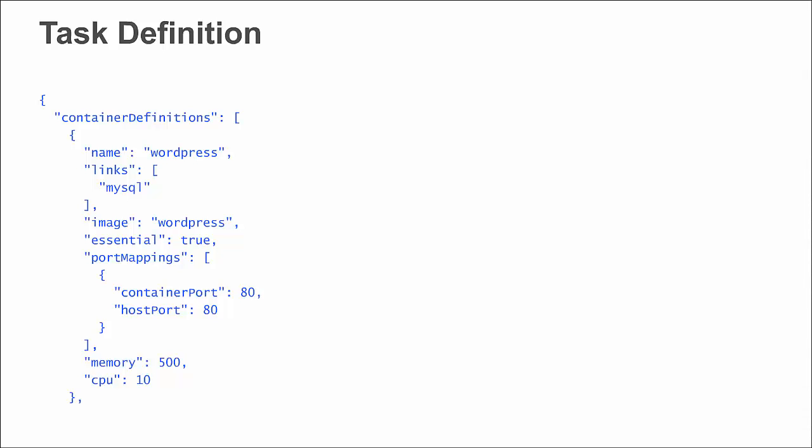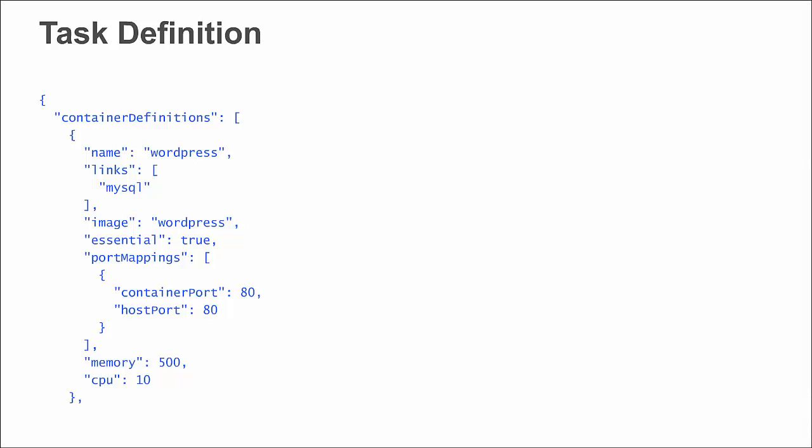So this is a WordPress example of a task definition. Note that you can easily generate an empty task definition template with the --generate-cli-skeleton AWS CLI command parameter. And you can find out more about this in our documentation. This task definition specifies WordPress on PHP in a container and MySQL in another container.